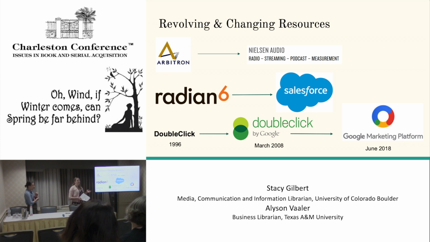Radian 6 is a social listening tool. It's used to peg what's going on in Twitter or Facebook so you can keep track of what your company's activity is, what people are saying about it. That got bought out by Salesforce and it got rolled up into sort of their platform. So it doesn't even exist in the same context that it did as Radian 6.